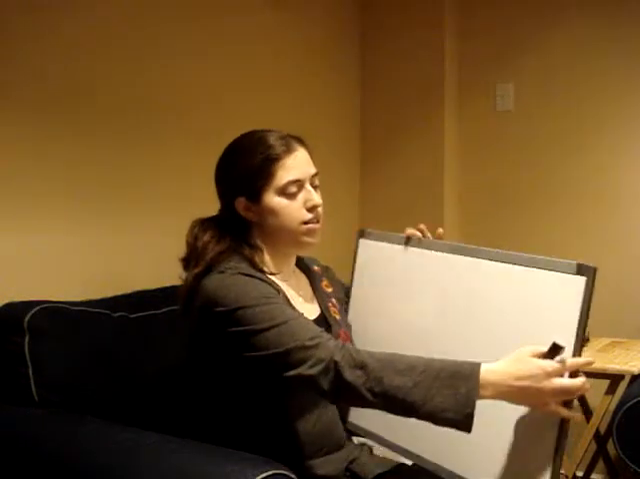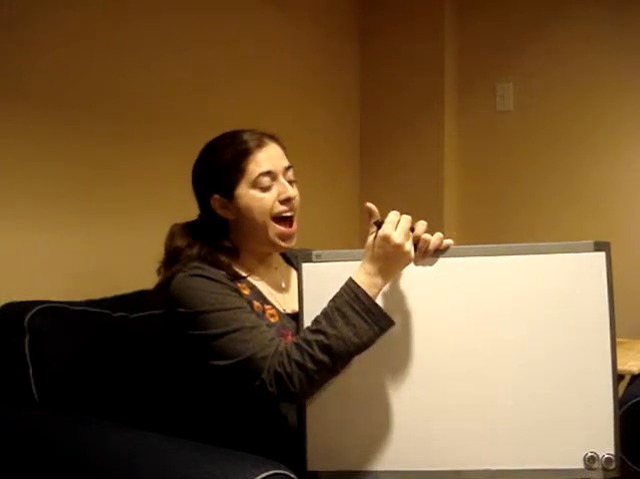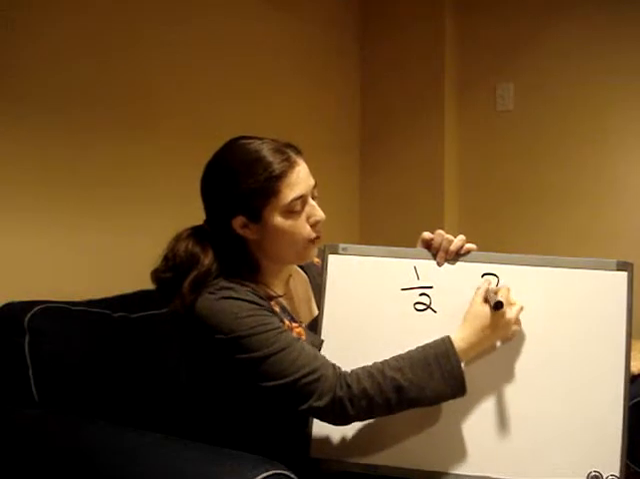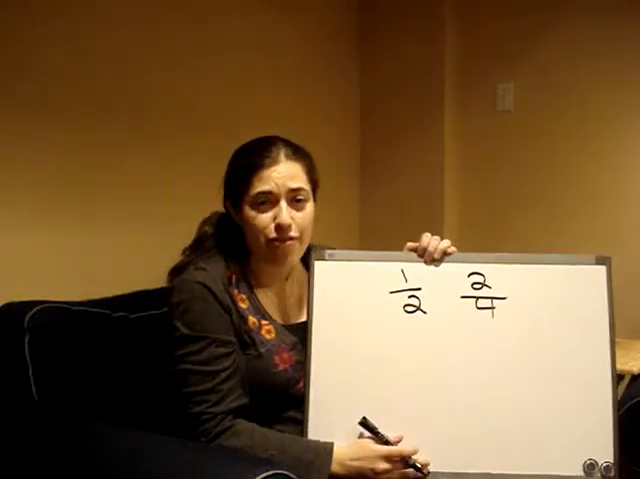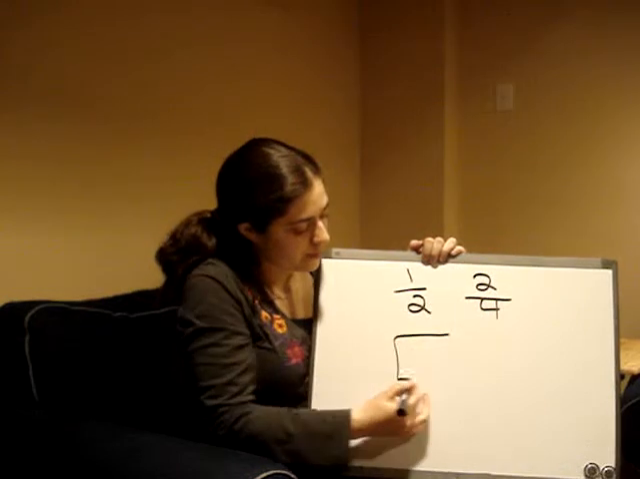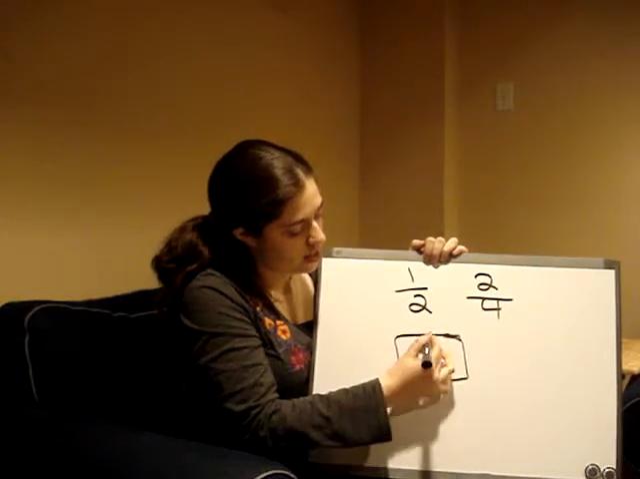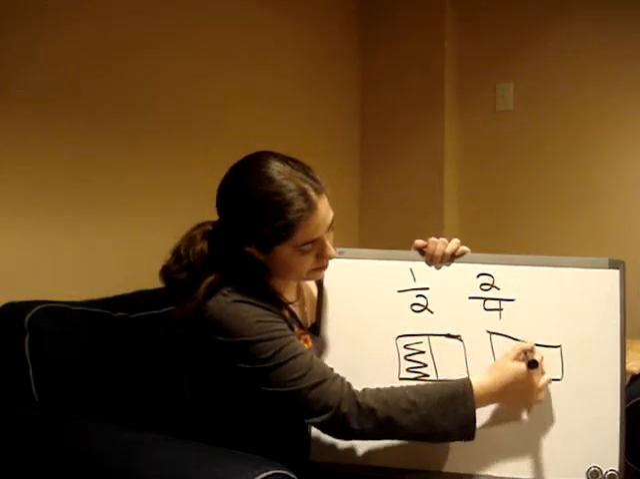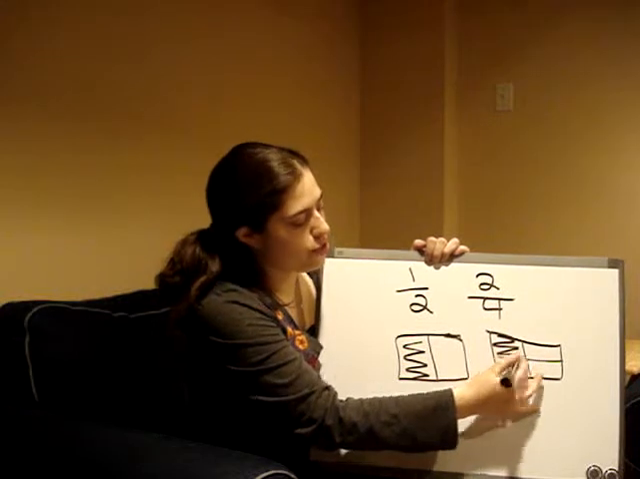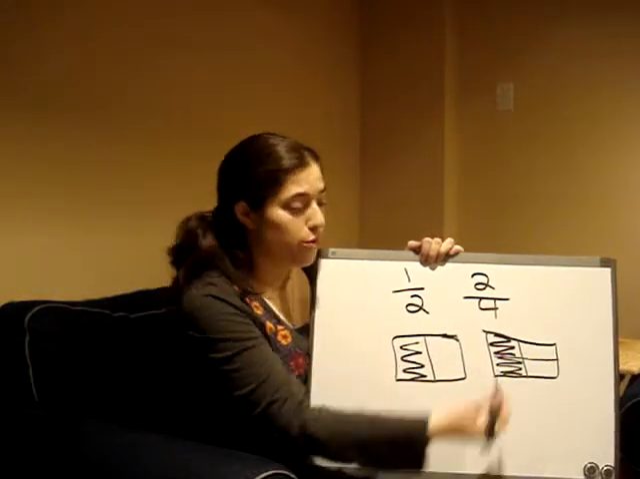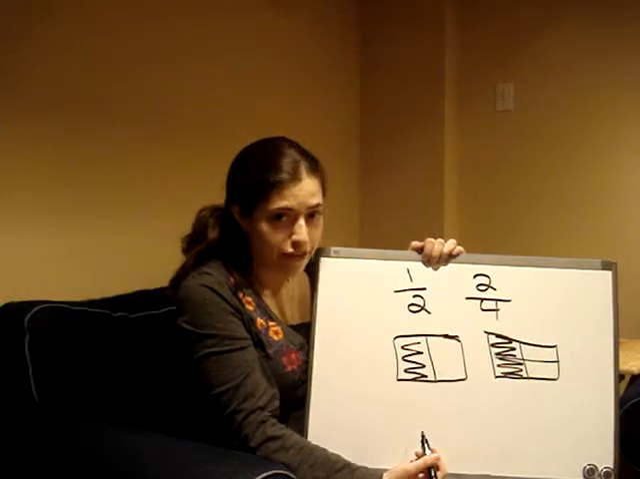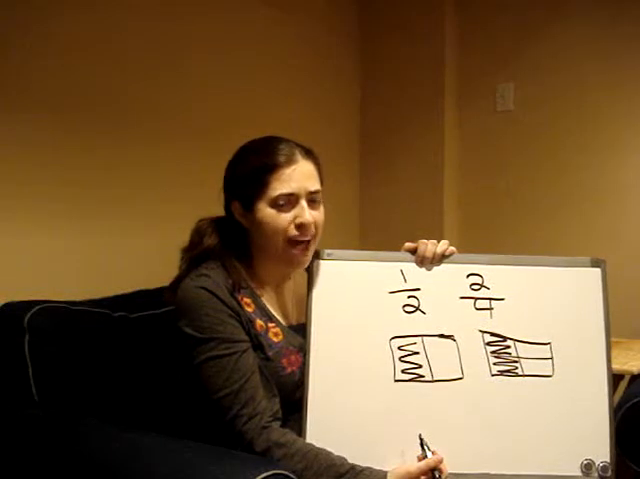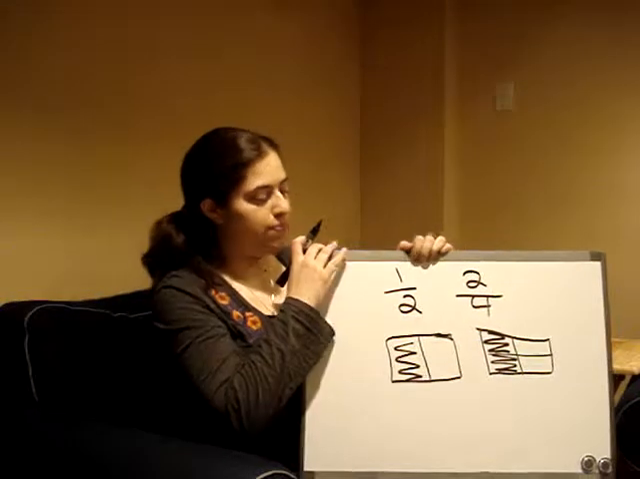For example, 1/2 and 2/4 are equivalent fractions. You can see in a drawing, this is 1/2, and this is 2/4. Even though 2/4 and 1/2 look different, they are describing half of a whole. Today we're going to figure out how we find these equivalent fractions.